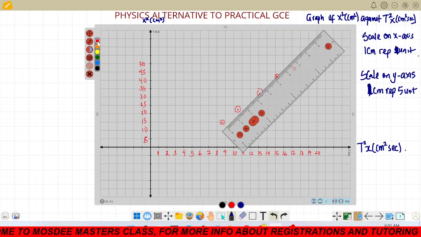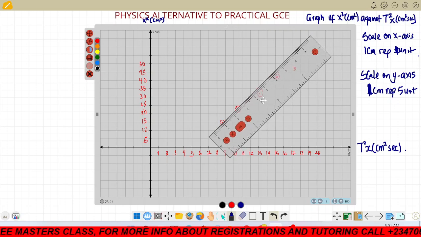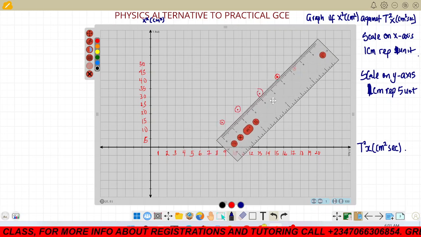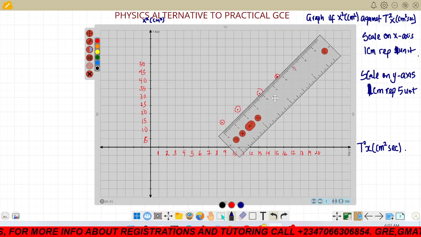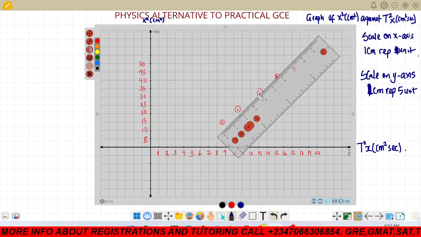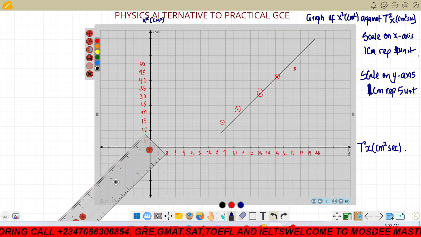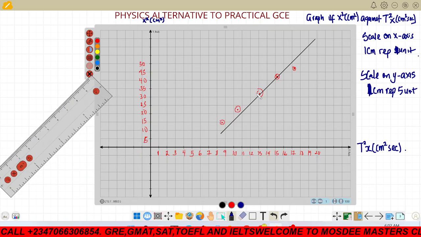Let me use the black. If I go for this, it doesn't work. These two do work too, but I prefer coming to the center of the line, right here. So then I'm going to draw it. So this is the line. According to what I have here, that's the graph I used. That's my line graph. So that is the graph that we have there.